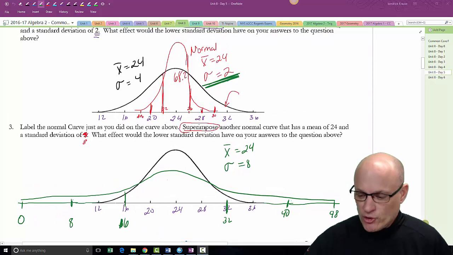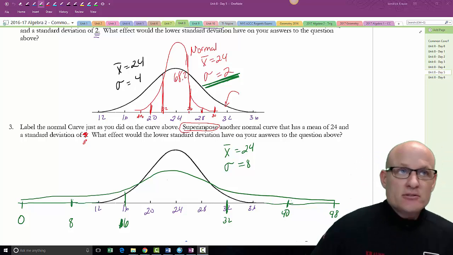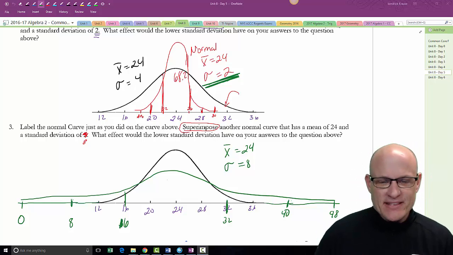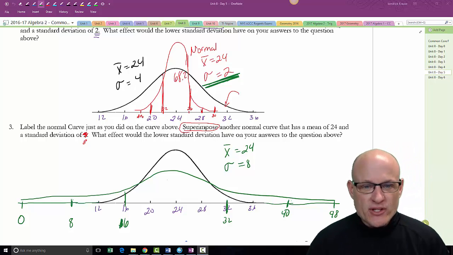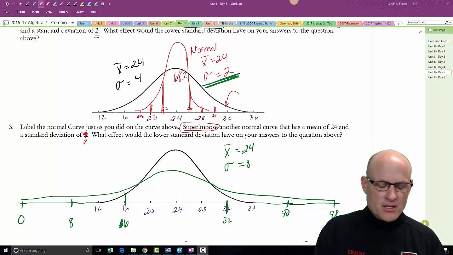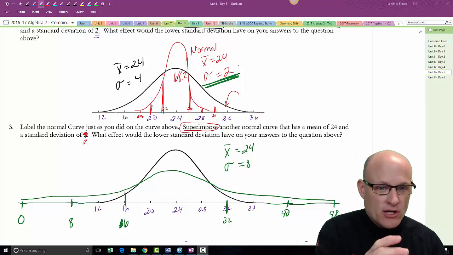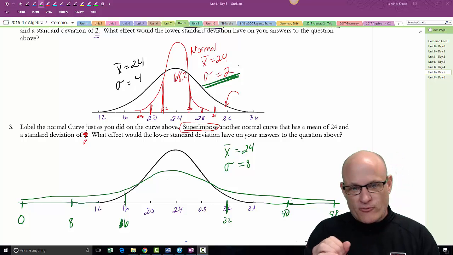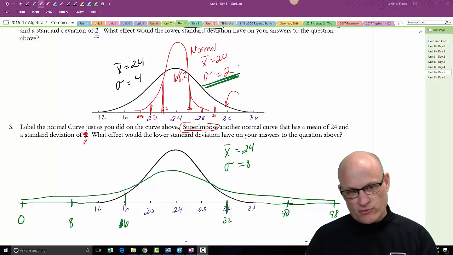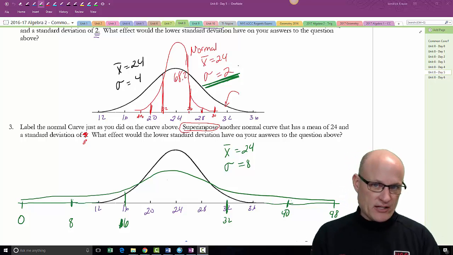So what we would like to do is take these and normalize them, so that we can use the same chart for the same exact distribution, no matter what it is. We're going to use the same table no matter what. So I don't have to create a normal distribution for 24 and 2, or for 24 and 4, or for an x bar of 24 and a standard deviation of 8.